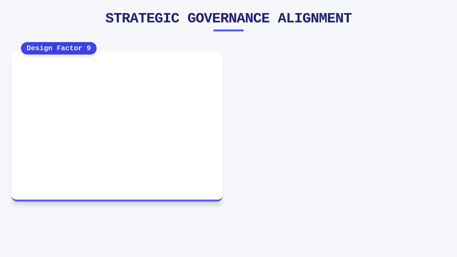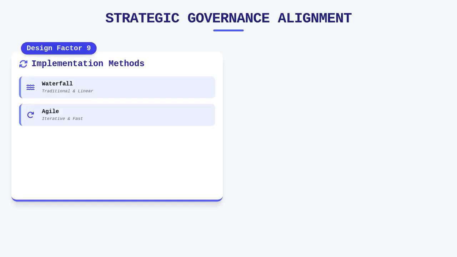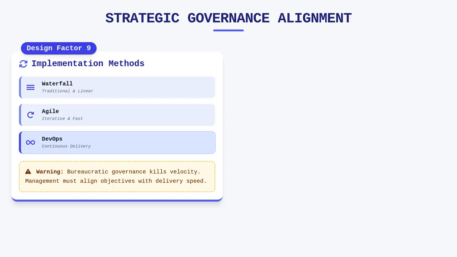Design Factor 9 addresses IT implementation methods, questioning whether the enterprise relies on traditional waterfall, iterative agile, or a hybrid DevOps approach. An organization committed to rapid continuous delivery cycles cannot effectively use a governance regime that mandates lengthy, bureaucratic approval processes at every stage of development. The governance system must align its management objectives to support the velocity of these implementation methods without compromising safety.